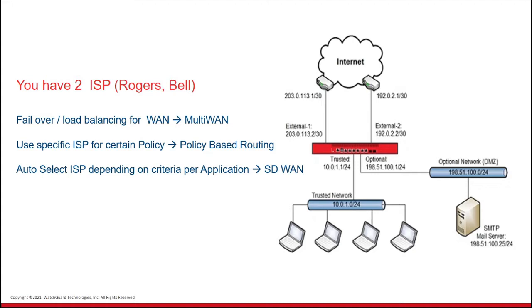Now, another case where it can be used is if you want to have an auto-select for the ISP depending on the criteria per application. So let's say I have a VoIP application, and in this scenario I want it to automatically pick which one of the ISPs is better depending on the loss, delay, latency, jitter, and so on. So automatically it will pick which one. In this scenario we're gonna go SD-WAN.